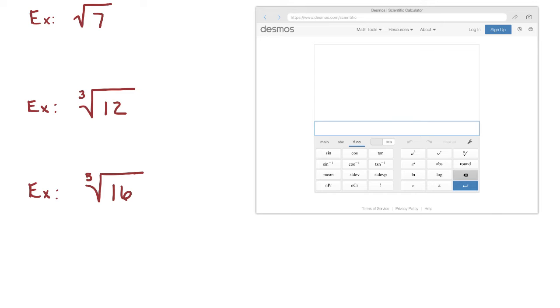I've got the square root of 7. Now remember, if you had a calculator that didn't have the radical symbol, this is the same thing as 7 raised to the half power. Remember, the index is 2 there, so you could enter it either way. I'm going to use the square root button because I do have that on my calculator.